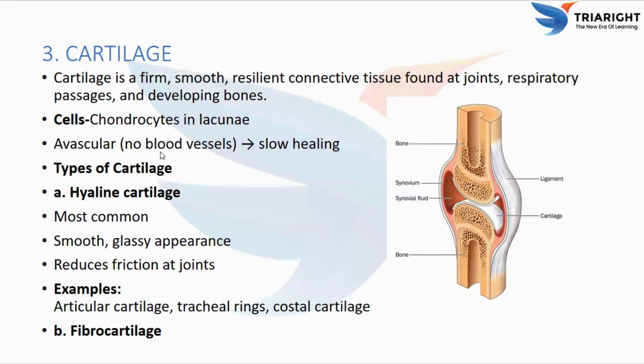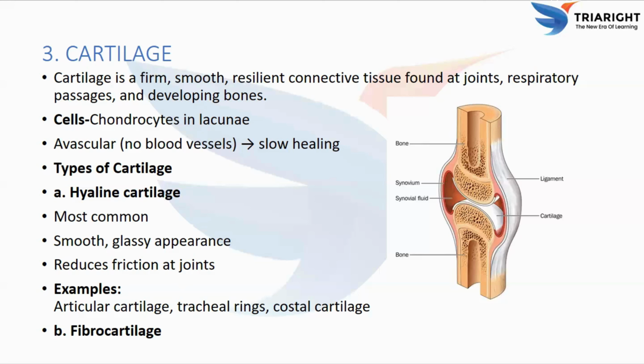So what is hyaline cartilage? This is the most common type. What are the key features? Smooth, glassy appearance. It also has very low friction. It helps bones glide easily. This covers the ends of the bones inside the joints, which is nothing but the articular cartilage.